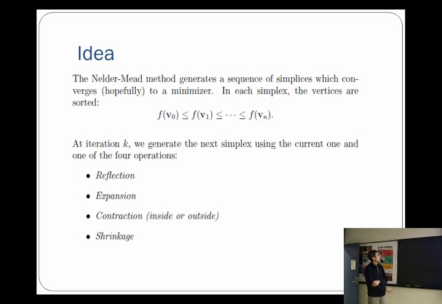Now, at iteration k, this method has one simplex at hand. It will generate the next simplex using one of four operations: reflection, expansion, contraction, where we have two kinds of contraction, and shrinkage.